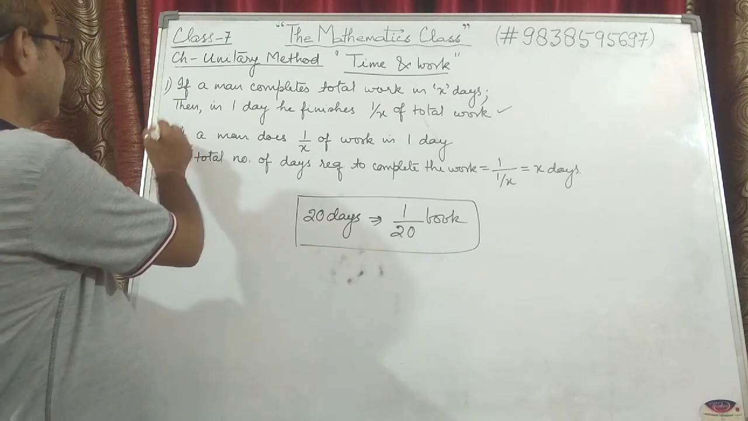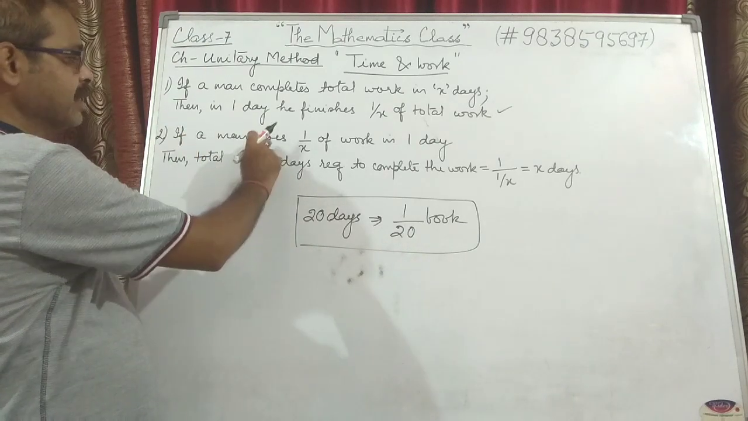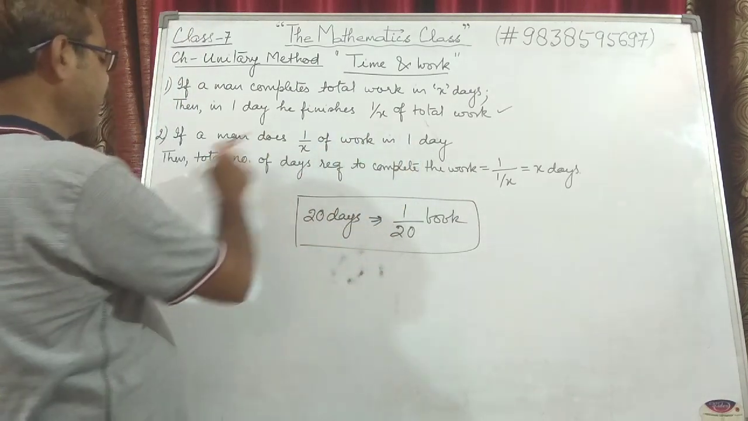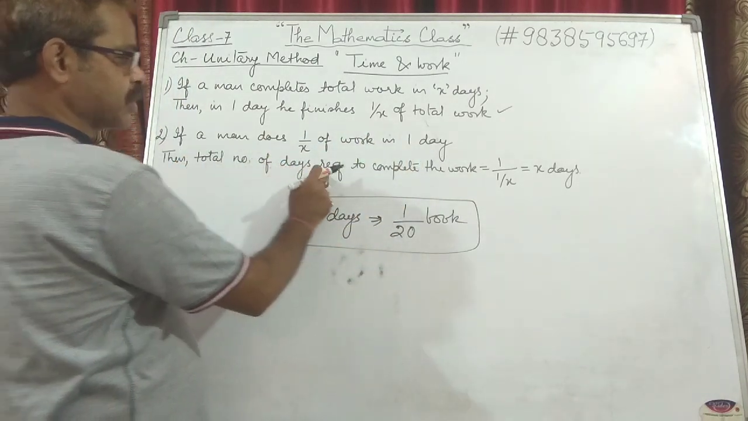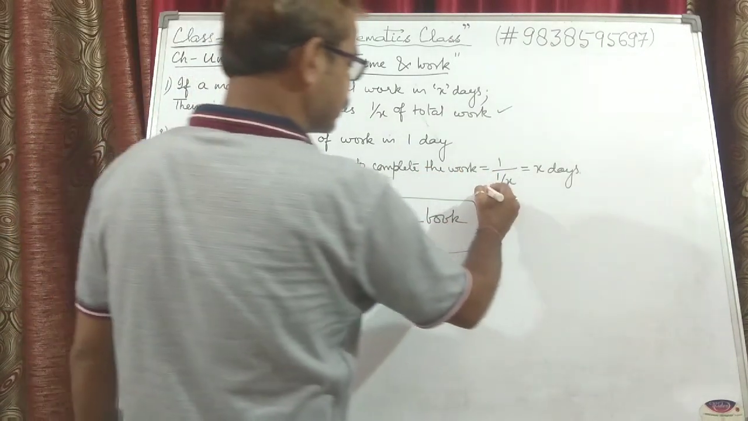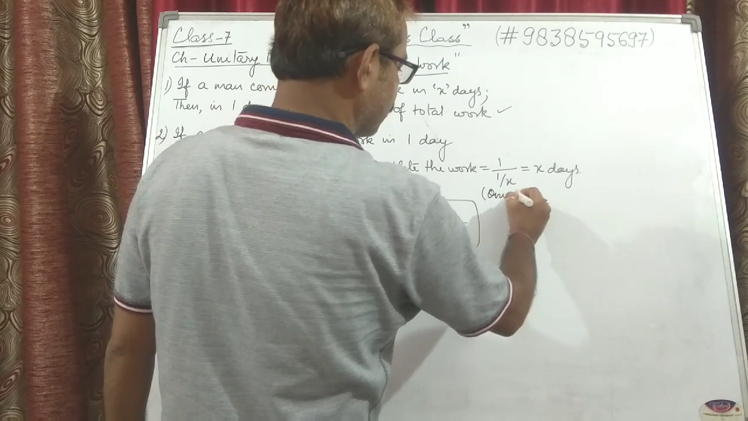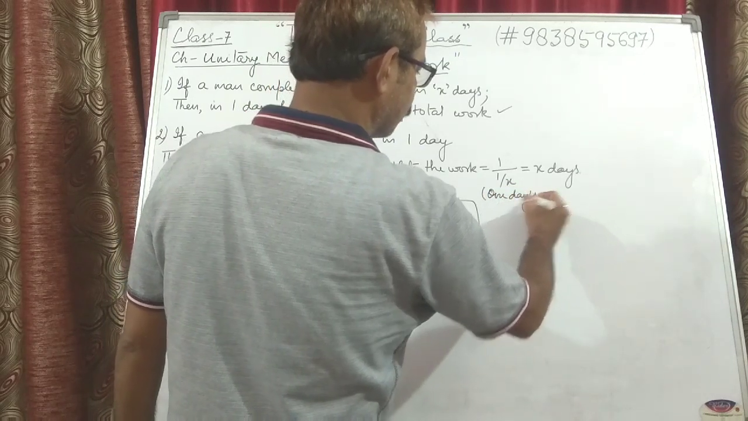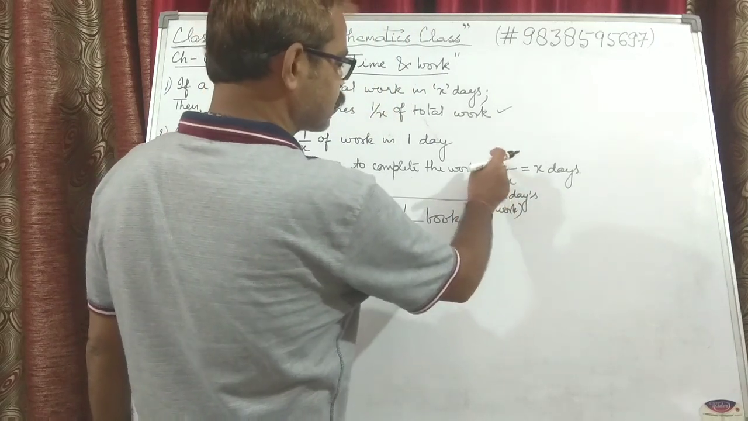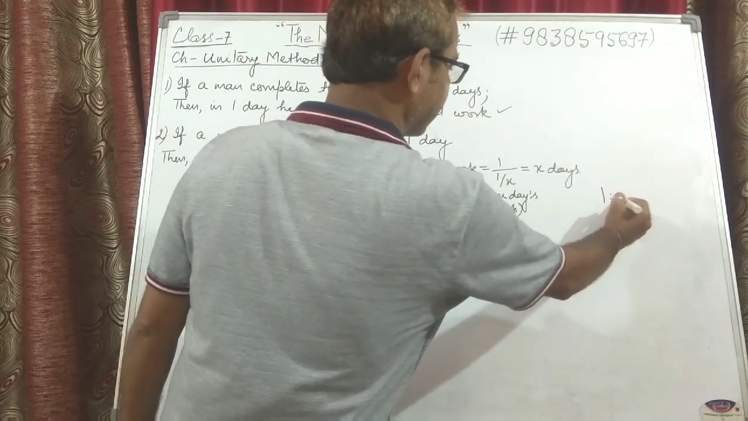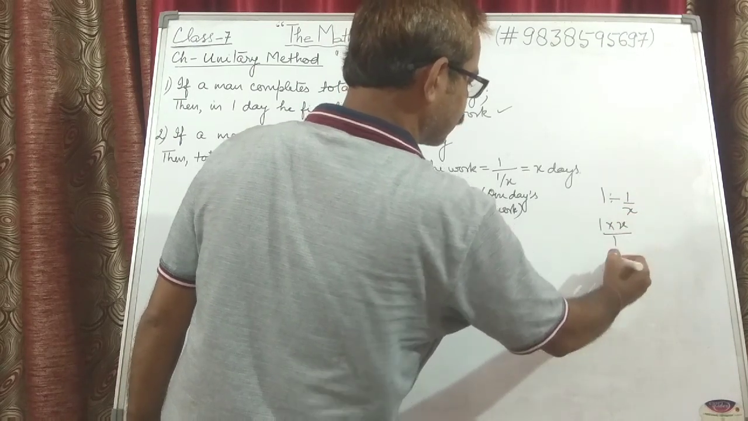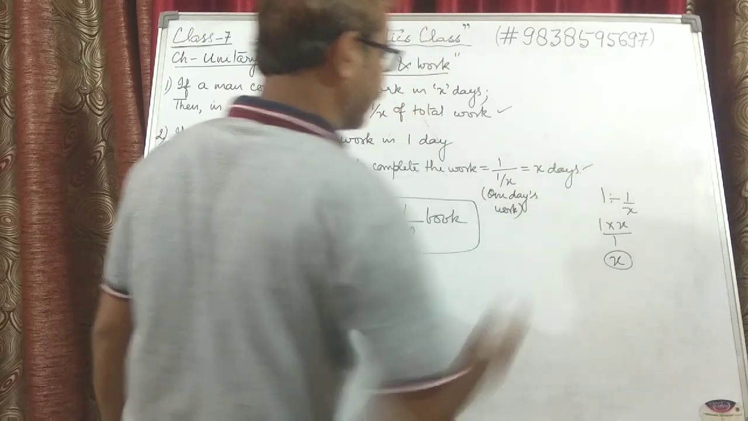Number 2, if a man does 1 upon X of the total work in one day, then the total number of days required to complete the work is 1 upon 1 day's work. And since 1 day's work was 1 upon X, so 1 divided by 1 upon X can be written as 1 into X upon 1, so it is X. So that is why X days.